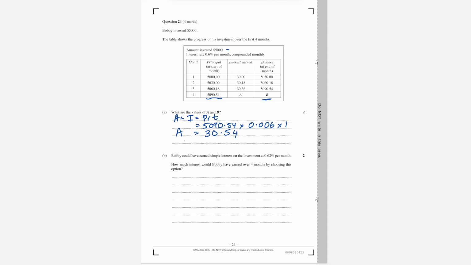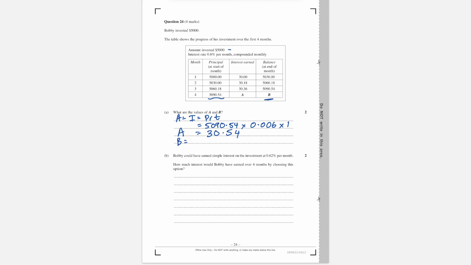And then B is the balance at the end of the month. So all we're doing is adding 5090.54 plus 30.54 to get our value for B. So putting that in our calculator, we get a value of B is 5121. Oh, that's a decimal point. 08. That's it.